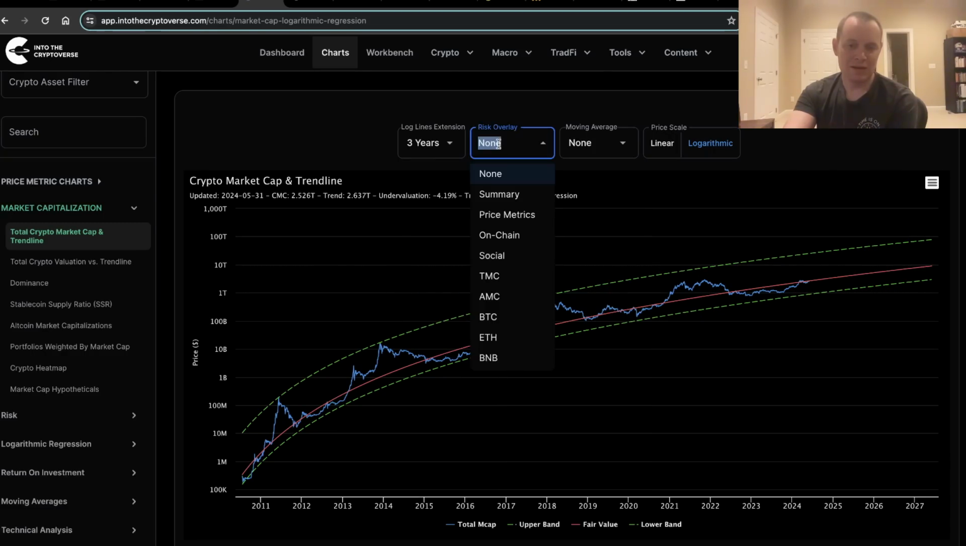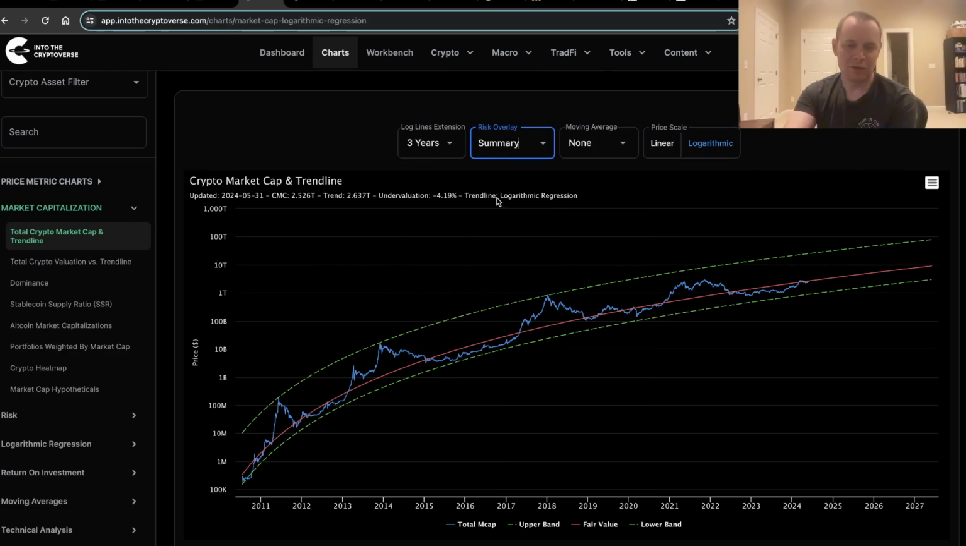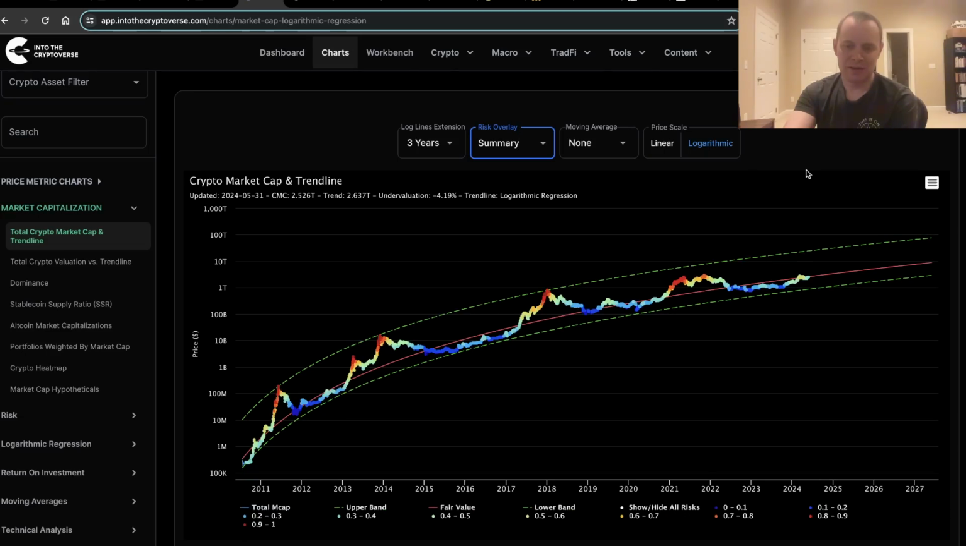The last thing maybe is to overlay the summary risk onto the chart. And when you do that, you get something that looks like this. So it's a cool way to visualize the data. But anyways, we'll go ahead and wrap it up there.